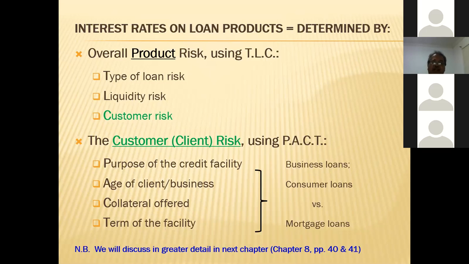So what I'm doing here is trying to help you understand how the decision is arrived at. When I talk about TLC, that's on the product. We're looking at the product. And then the second thing that you consider is the client risk. You break that down because client risk is part of the overall product risk. When you look at customer risk, you're looking at your demographics, who you're really targeting.